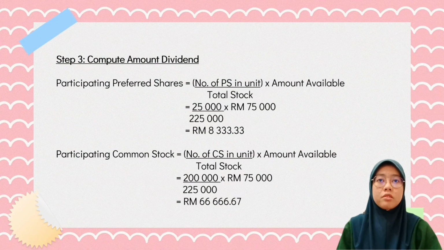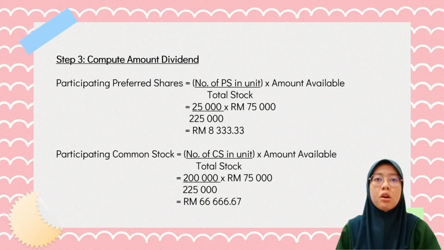Moving on to step 3, we need to compute the amount distributed. For participating preferred shares, the formula is number of preferred shares in units divided by total stock and multiplied by amount available. So, 25,000 units divided by 225,000 units and multiplied by 75,000 ringgit, and you will get an amount of 8,333 ringgit 33 sen.